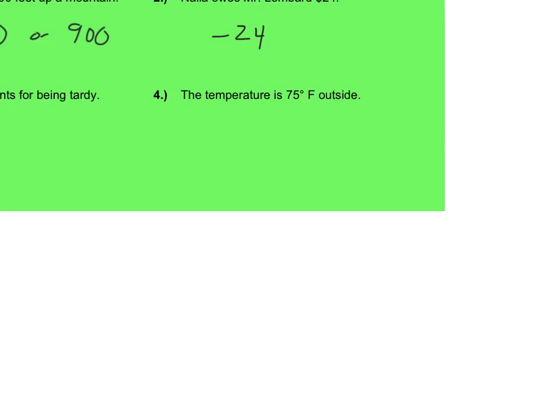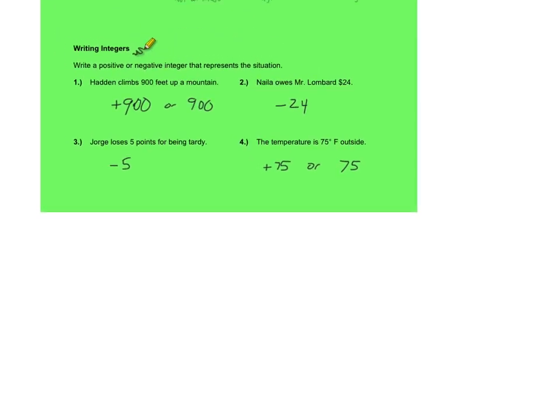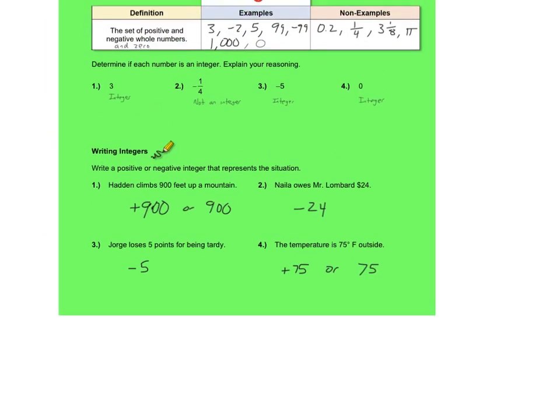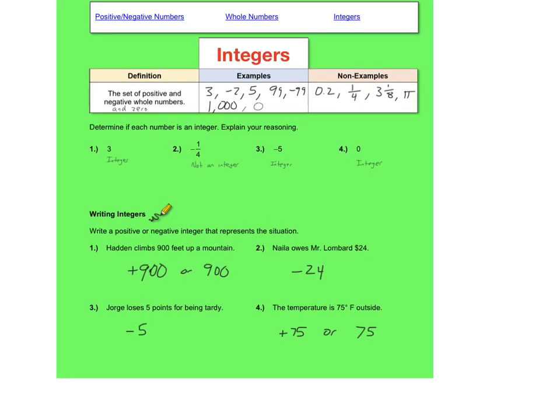And then the last thing is the temperature is 75 degrees outside. Well, that's not negative 75, it's not below 0. That is positive 75. So you could write plus 75, or you could write just plain 75. We don't usually write that plus sign. So that's one thing I expect you to be able to do too. To summarize the first page, you should be able to tell me if a number is an integer, yes or no. And then you should also be able to write one from a situation to represent a value in real life. On to the back page.